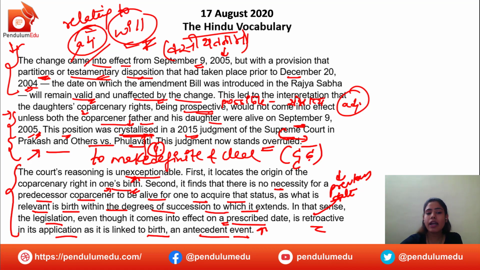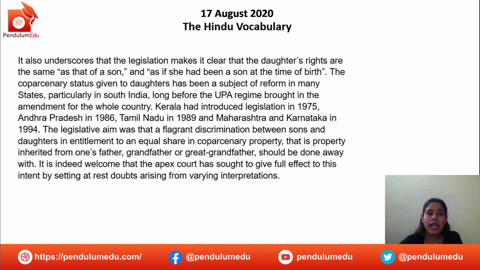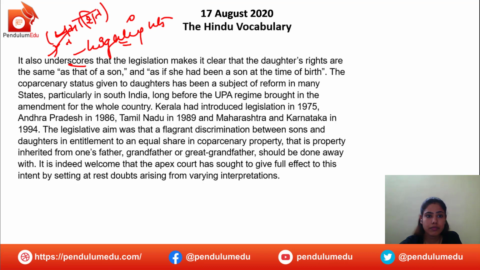Now here, why this term has been stated, the court's reasoning is unexceptionable, it is unbelievable. मतलब आप उसको एक एक्सेप्शन केस नहीं मान सकते, ठीक है. It also underscores that, it also highlights, underscores, that is highlights किसी चीज को और प्रकाशित करना. That the legislation makes it clear that the daughter's rights are the same as that of a son, and as if she had been a son at the time of birth.